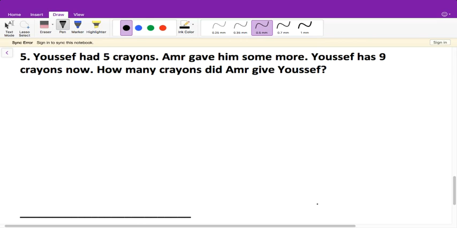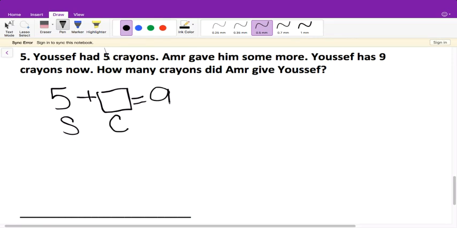Okay, so when I think about this problem, Yusuf starts with 5 crayons. He gets some more from his friend, and now he has 9 crayons. That helps me know this is a start, change, result. He starts with one amount, and then it changes. So this is a start, change, result. Okay, so he starts with 5 at the start. He gets more, so we know it's addition. We don't know how many more, so we need to draw a box for the change. And at the end, he has 9 crayons, so that's our result.